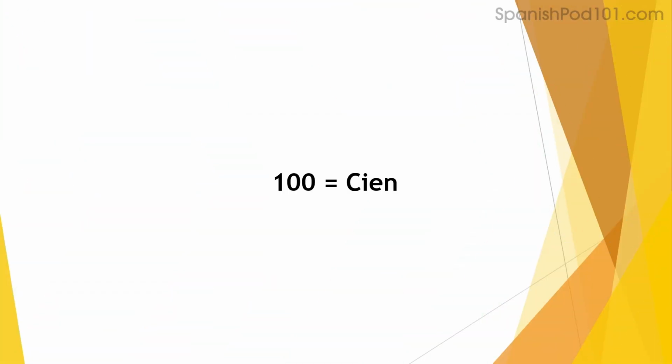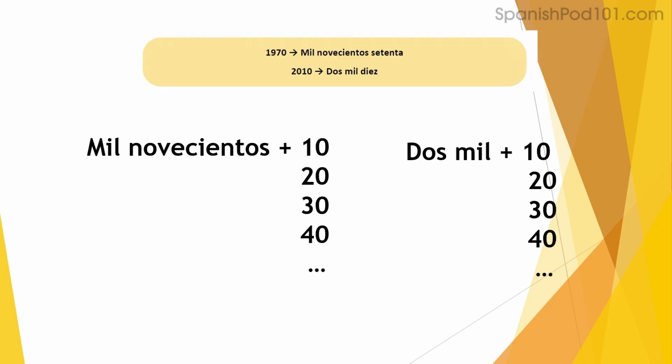We reached number 100. Unfortunately, I have no tips to give you for 100. You just have to memorize it by heart. But you know, it's fairly easy. It's only how many? Four letters. Por favor, repite. Cien. Muy bien, perfect.